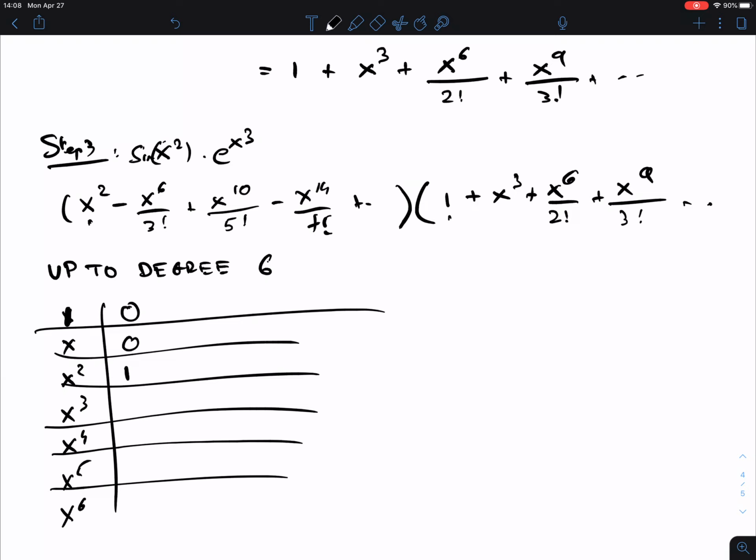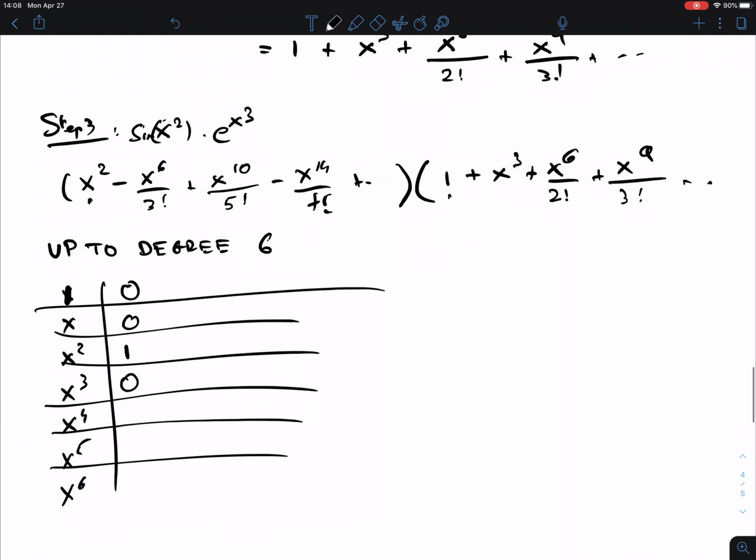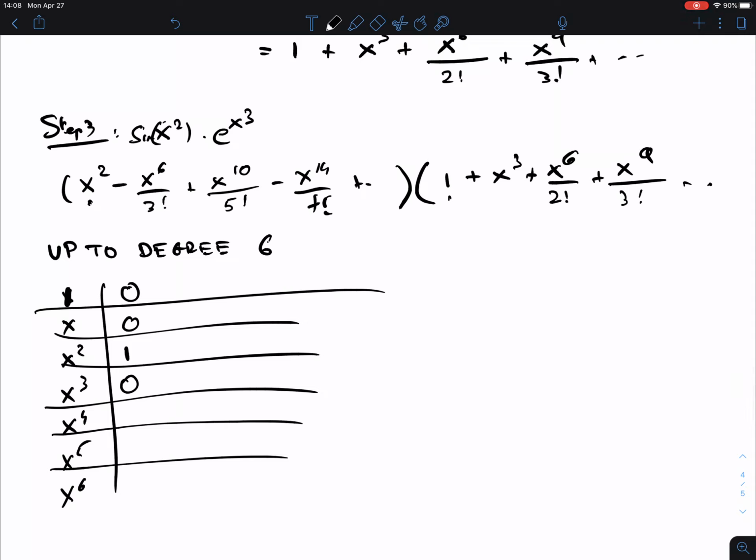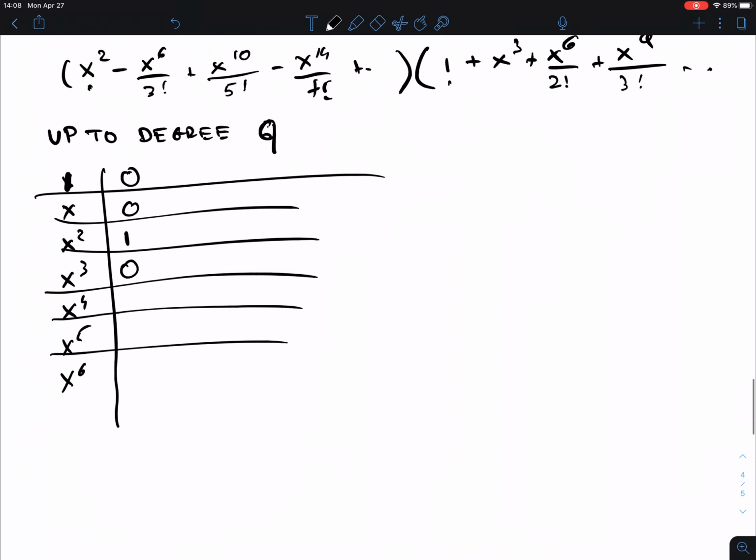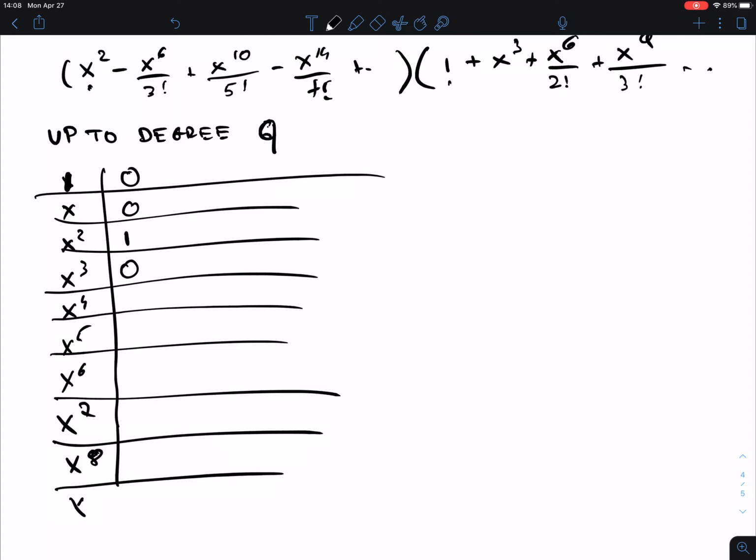I cannot make an x cubed because this x squared already, with the x cubed, will give an x to the 5th, so nothing there. So that will be a 0. I think I'm going to go up to degree 9. Let's go up to degree 9 here. It might sound like a lot, but as you see, most of these things are going to be 0. X to the 8th, x to the 9th.